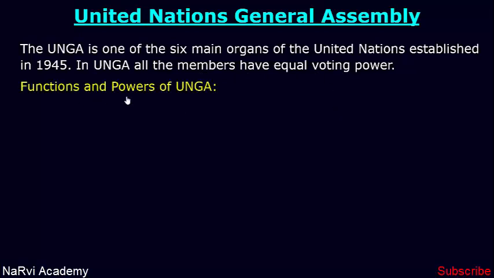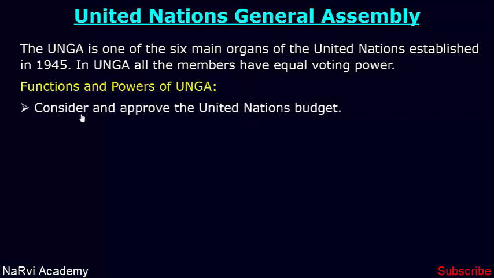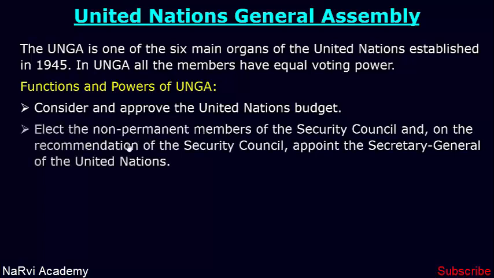Let's see the functions and powers of the UN General Assembly. UNGA considers and approves the United Nations budget. It elects the non-permanent members of the Security Council and, on the recommendation of the Security Council, appoints the Secretary General of the United Nations.